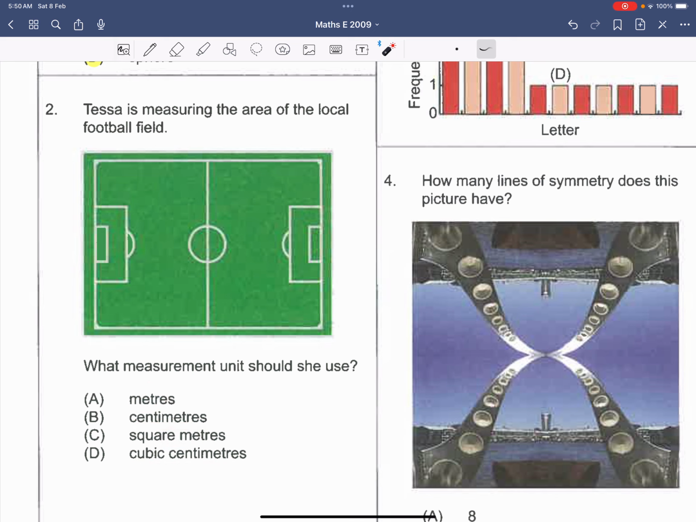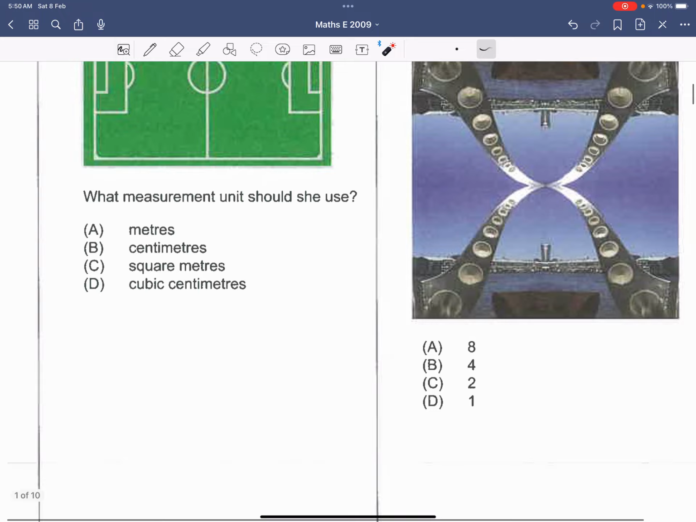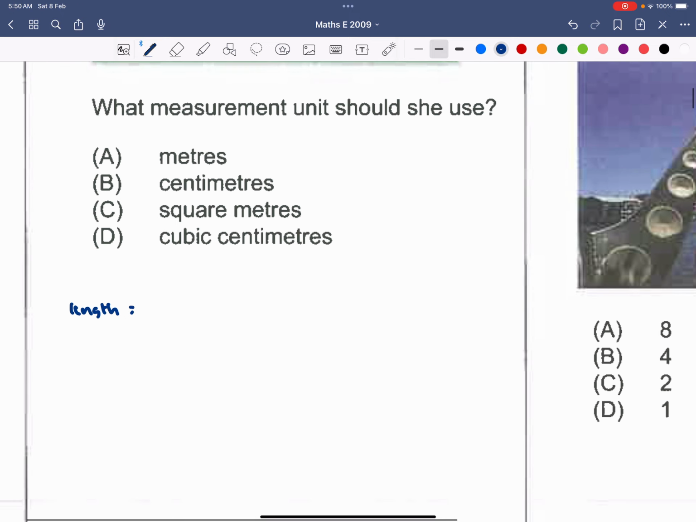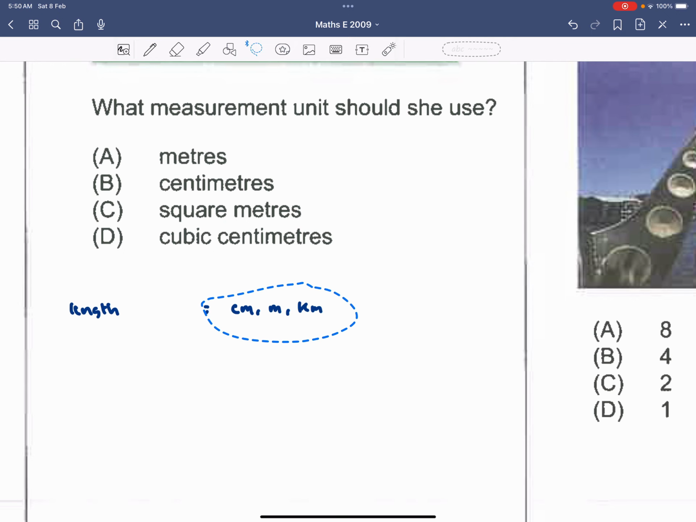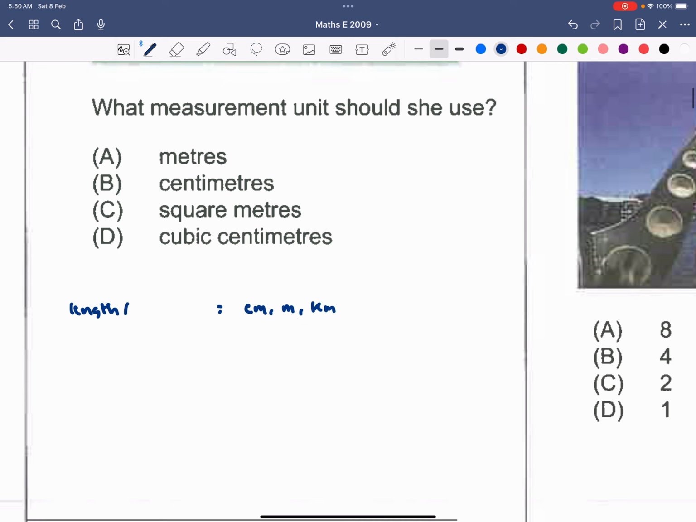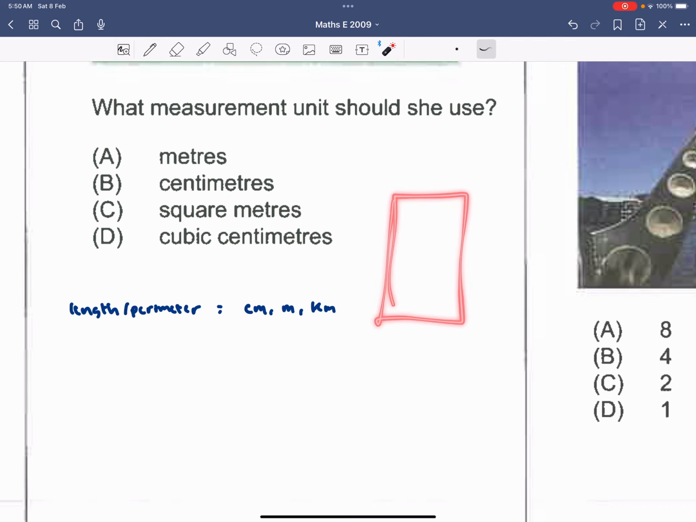Okay, so here's the deal. If you are measuring length, the units that we use for length are things like centimeters, meters, kilometers. Those are the units that we use to measure length. And when I say length, length can include the perimeter of an object, okay? The perimeter is basically the outside length of any shape.